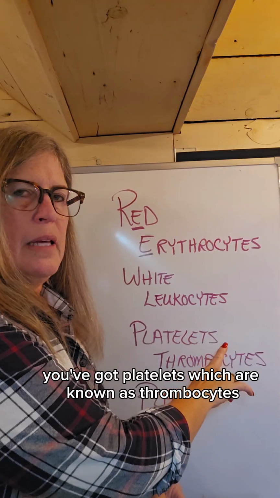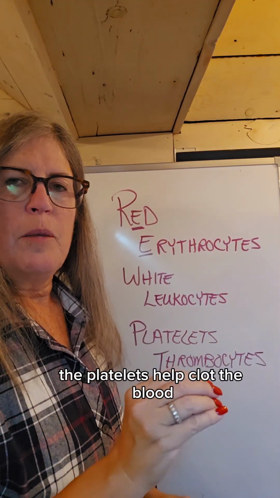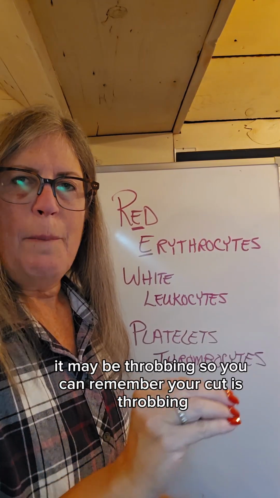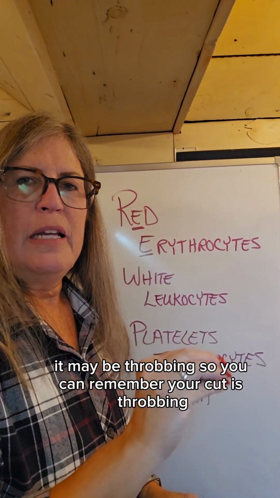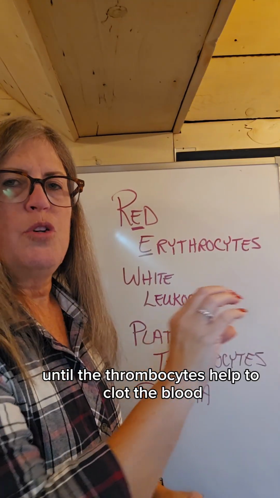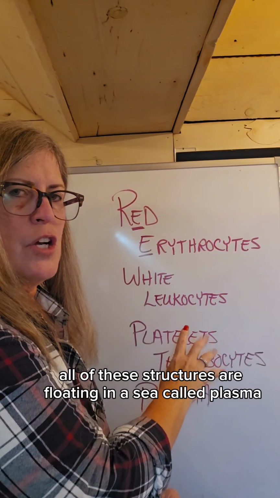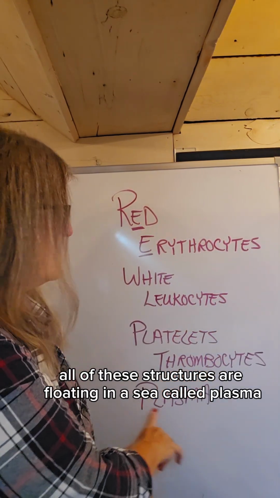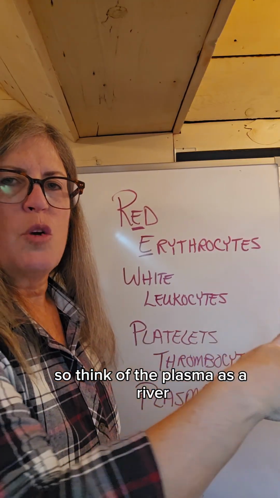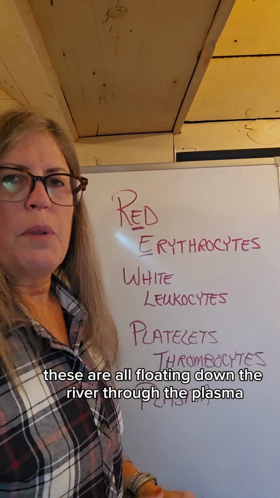You've got platelets, which are known as thrombocytes, and platelets help clot the blood. If you go out and you get a cut, it may be throbbing, so you can remember your cut is throbbing until the thrombocytes help to clot the blood. All of these structures are floating in a sea called plasma. So think of the plasma as a river. These are all floating down the river through the plasma.